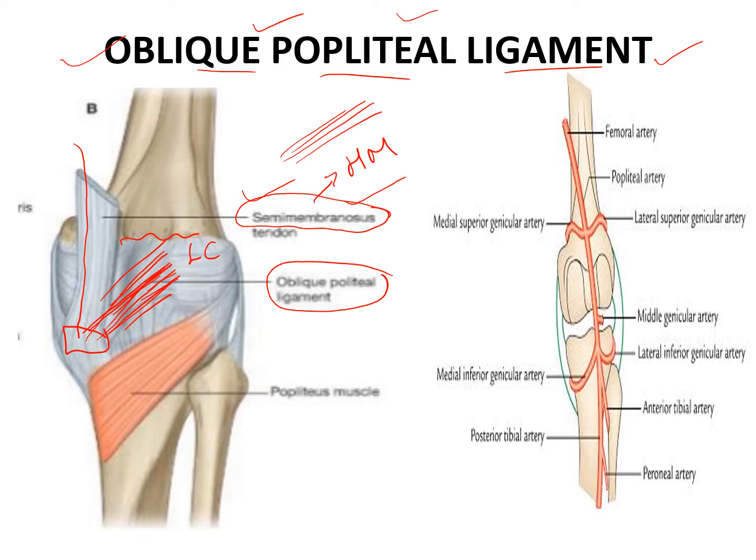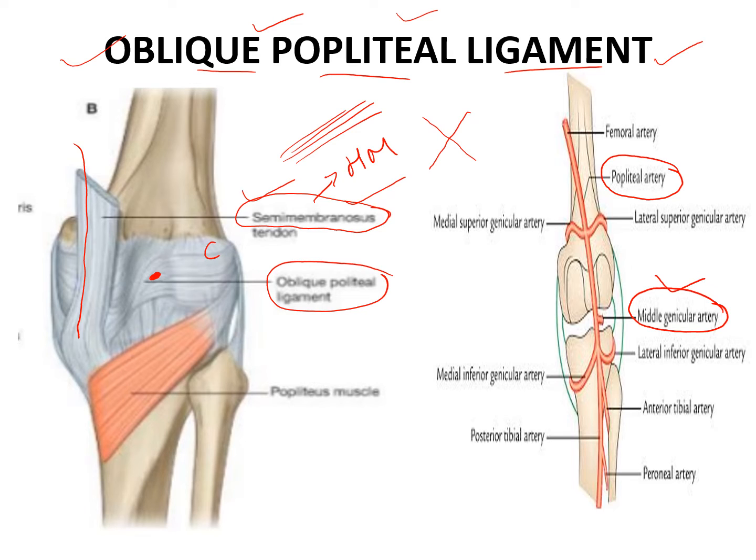Now one more MCQ question which will be frequently asked is that this oblique popliteal ligament will be pierced by a blood vessel. It will enter the knee joint and it will supply a ligament called the cruciate ligament. We will discuss that later. So this is the middle genicular artery, which is a branch of the popliteal artery. So this middle genicular artery pierces the oblique popliteal ligament, enters the knee joint, and supplies the cruciate ligament. This is an MCQ question.